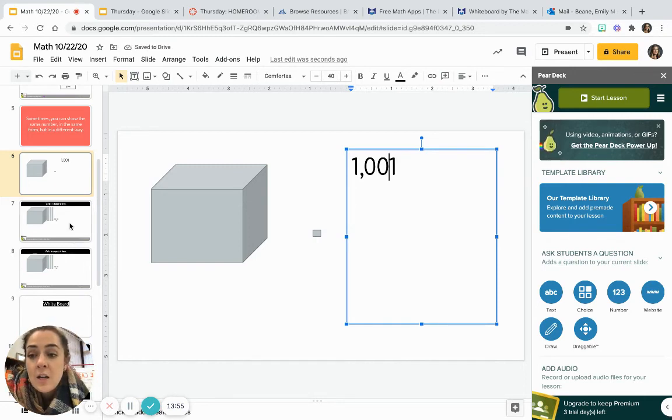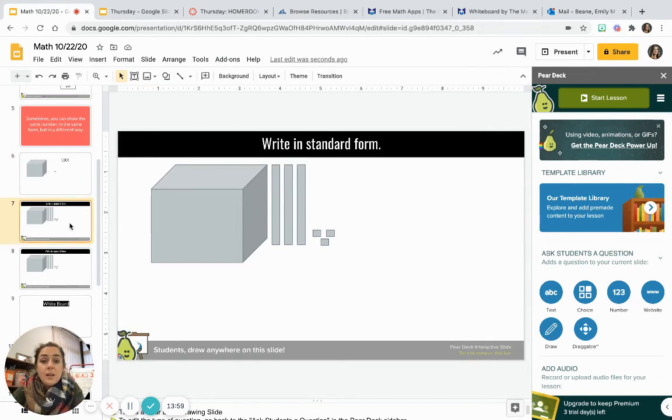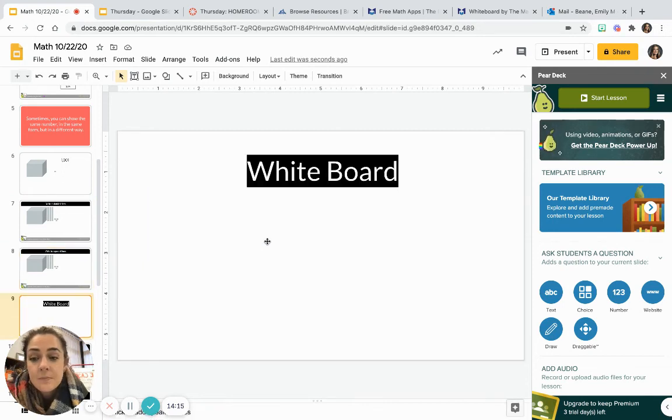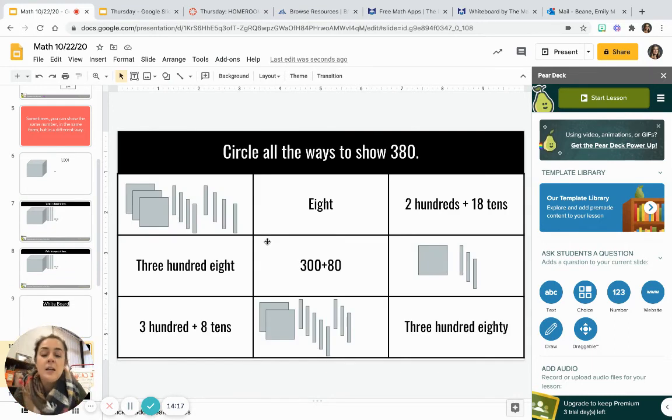All right. So in the next 2 Pear Deck slides, you're going to practice writing one in standard form and one in expanded. So this one says write in standard form. So you'll draw what this would be. Now I notice there's not any hundreds here either. So remember what I said about holding the spot. Then this is the same one, but this time you're going to write it in expanded form. We've already done the whiteboard.